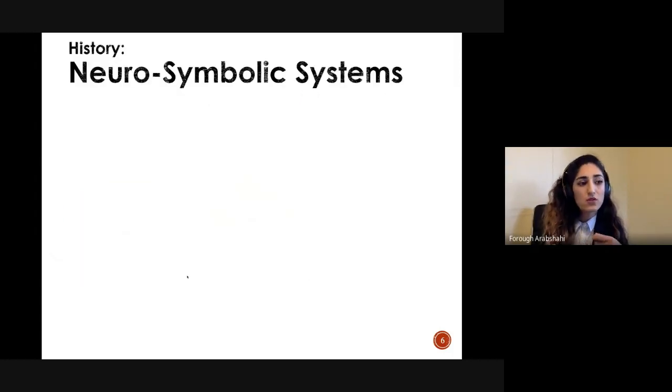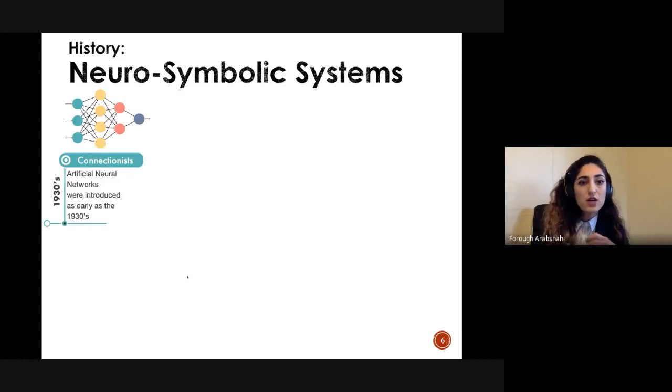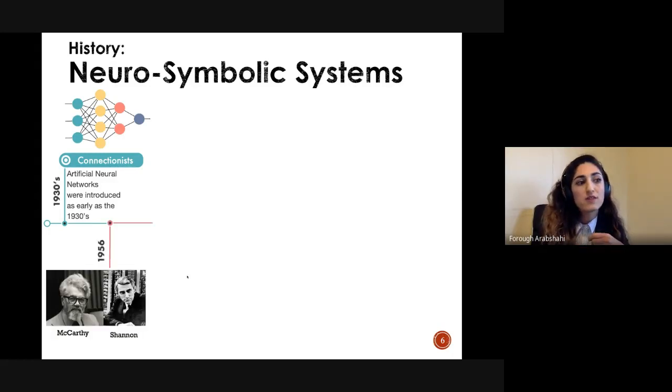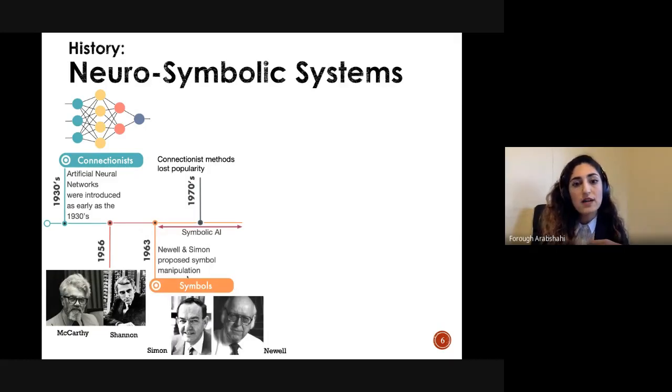So this talk is about neuro-symbolic algorithms. So let me give you a very brief history about these models. Connectionist models or neural networks were introduced as early as the 1930s. And the term artificial intelligence itself was introduced in a conference co-organized by Claude Shannon, John McCarthy, and a few other colleagues in 1956. After that, in 1963, Newell and Simon proposed symbolic manipulation as a plausible model of the mind. And in the 60s and 70s, the major approach to artificial intelligence research was that of a symbolic approach.